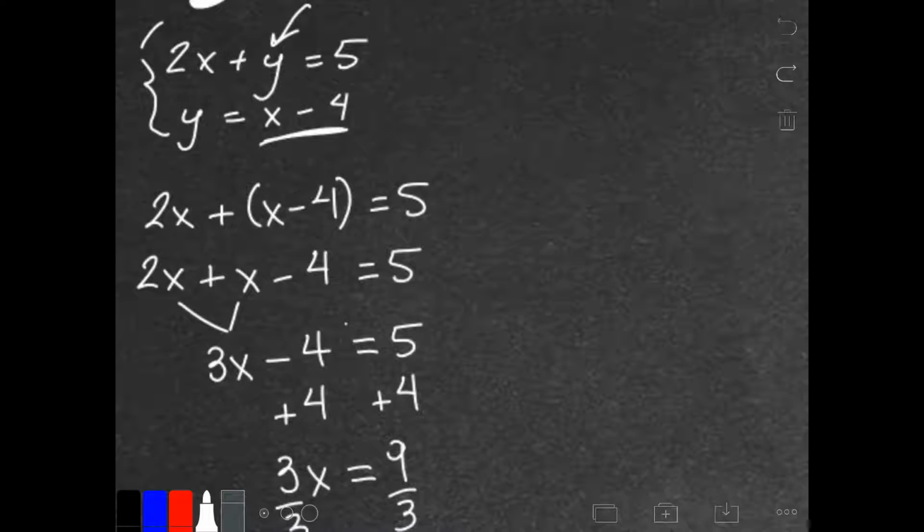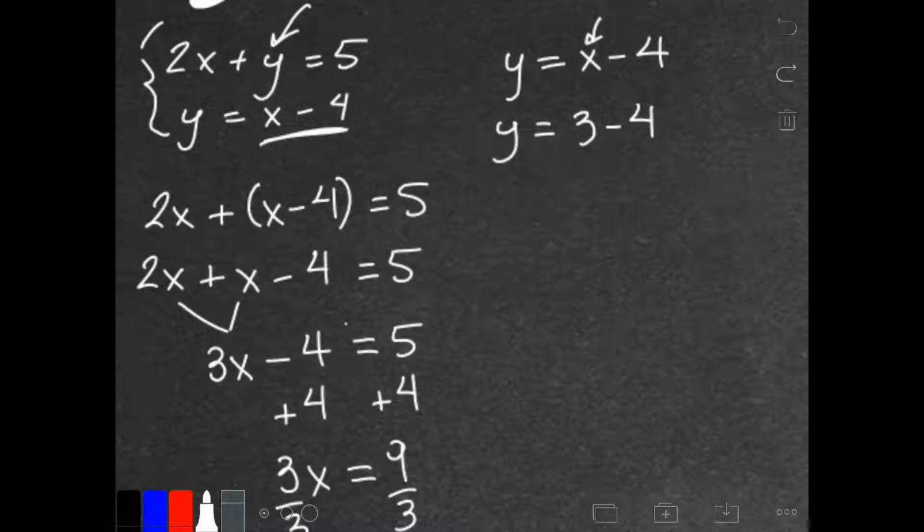Now when I look at these two equations, which equation is going to be easiest to solve for y? Probably the second one. The second one already has y by itself. So let's rewrite the second equation, except this time we're going to change this x into a 3 because we found out that x is equal to 3. So we have 3 minus 4. Well, 3 minus 4 is negative 1.